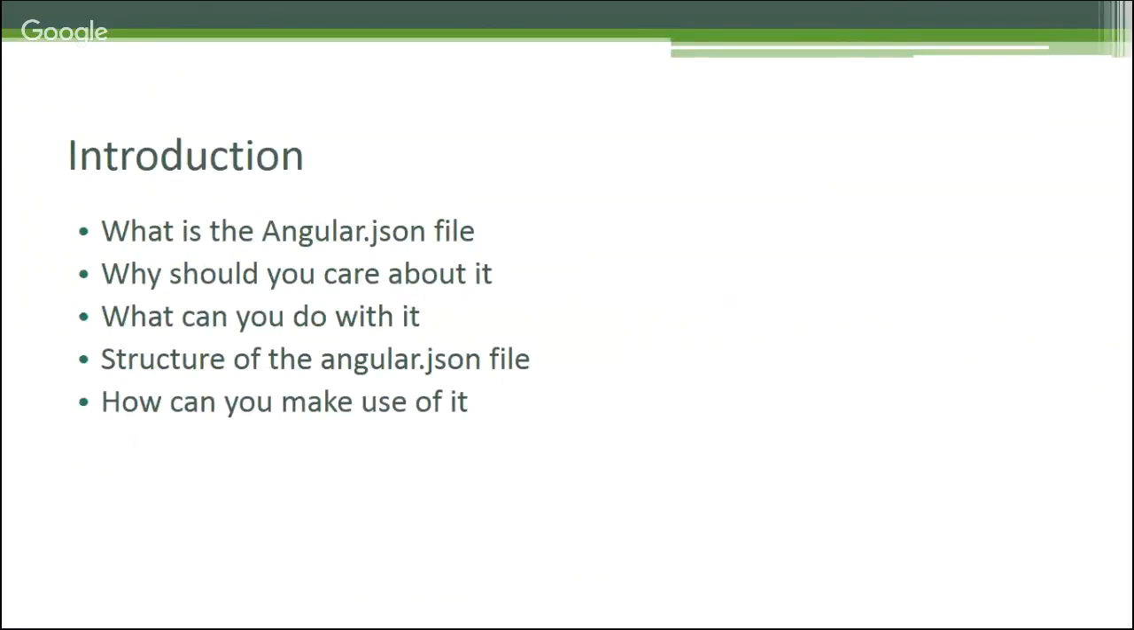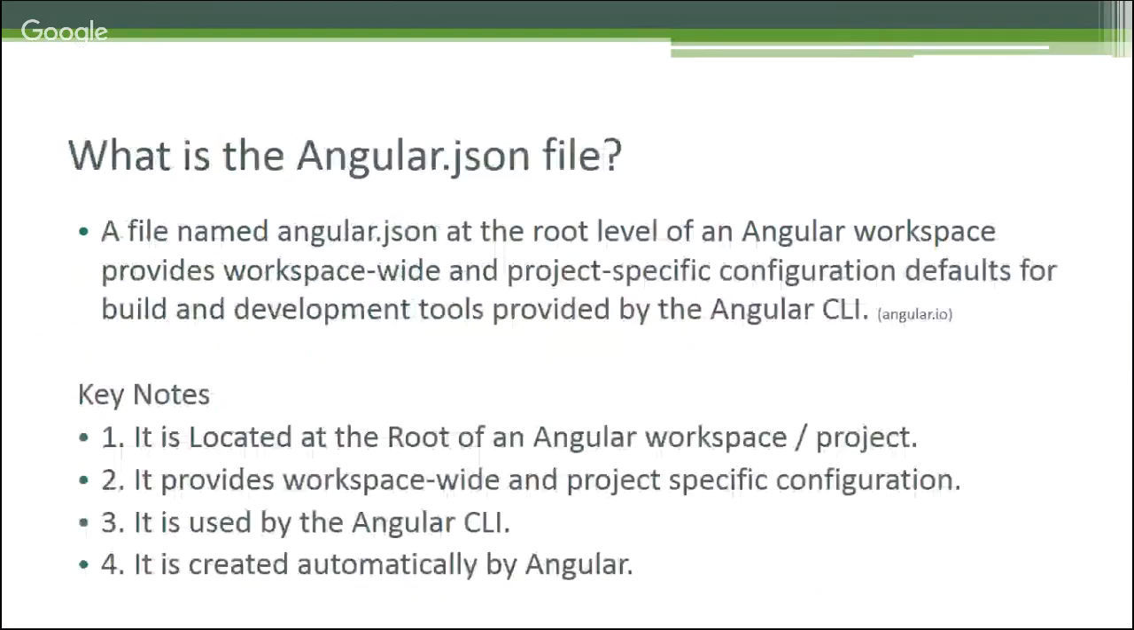So the Angular.json file is a file named Angular.json at the root level of an Angular workspace. It provides workspace-wide and project-specific configuration defaults for build and development tools provided by the Angular CLI.